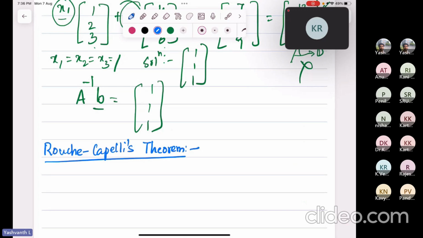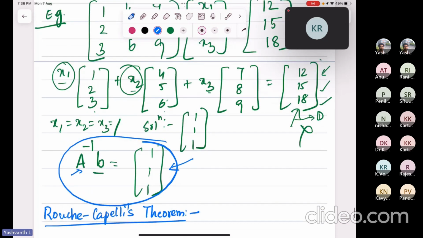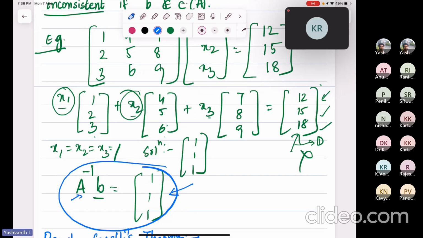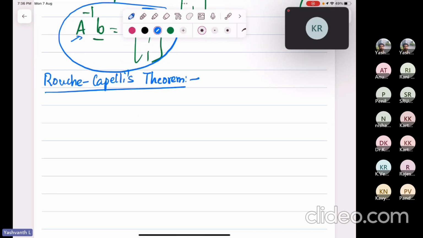Yes, I think Mr. Anupam, you have told 1, 1, 1 is the only vector. Yes, indeed, because I've told A inverse b is equal to 1, 1, 1. So since A inverse is unique, x is also unique. The only vector that can satisfy is this 1, 1, 1. So it's indeed a unique solution. But my focus was rather to concentrate on the fact that I can find a solution only if the vector b lies in the column space of A. Okay, so now let's see this theorem.